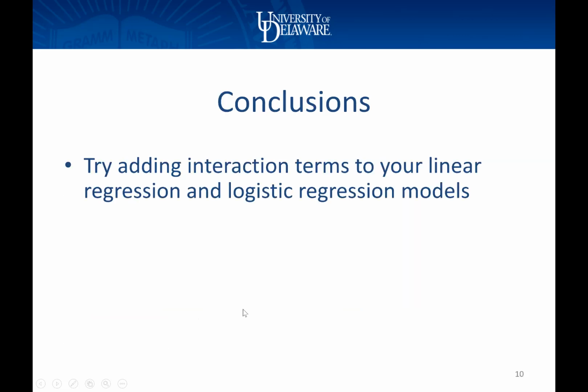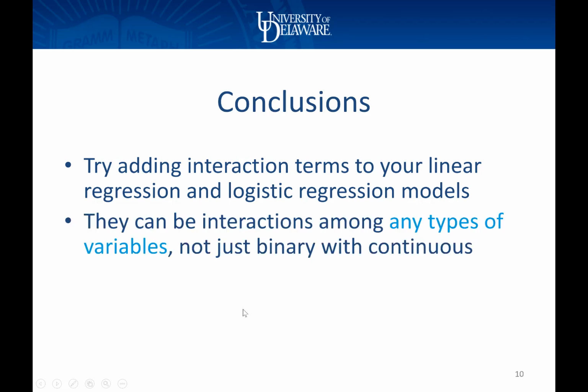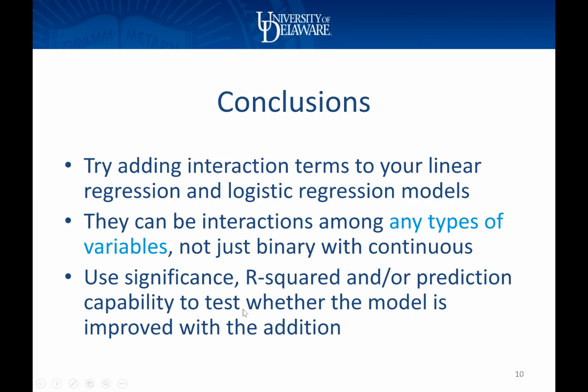So conclusions for interaction terms are just give them a shot. Make guesses about what interaction terms might be important and see if they're significant when you add them to the model. They can be interactions between any types of variables. One of them does not have to be binary. You could have interactions between continuous things. The only reason I use the binary variable here is because it's easy to understand an interaction when you talk about binary variables. You can use the significance of the coefficient in the interaction term, the R-squared, and the prediction accuracy to all make judgments about whether or not to keep interaction terms in the model.